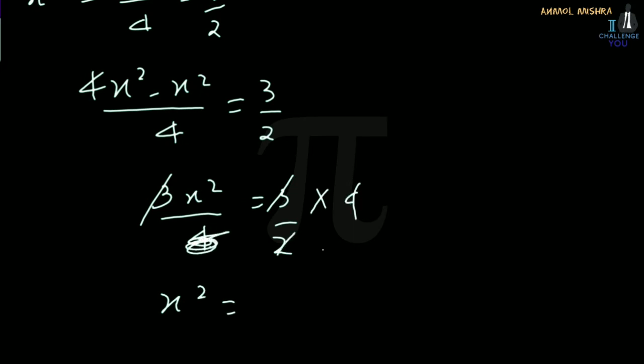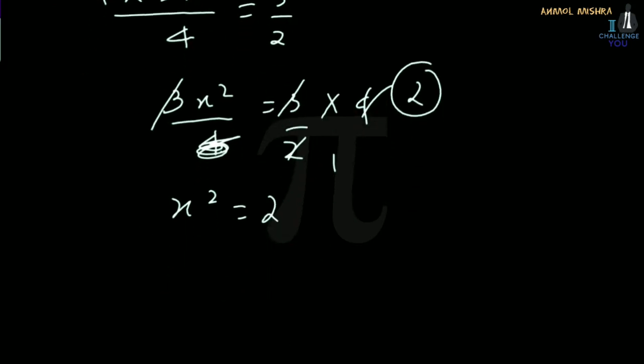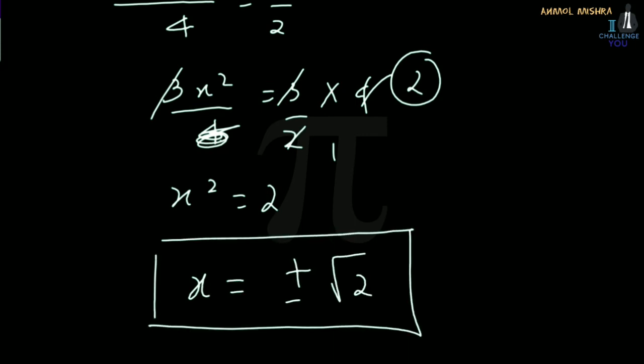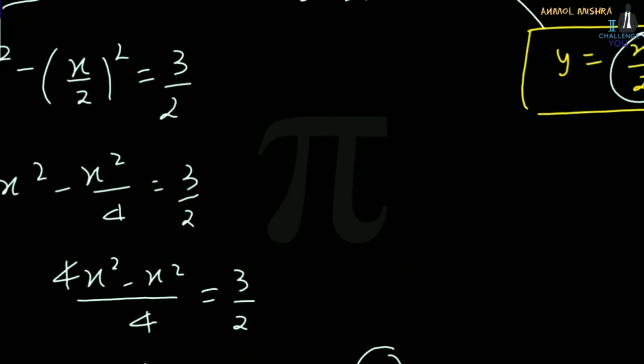Now 3 and 3 cancel, so x square is equal to 4 shifted over here. 4 upon 2 means 2, and x square is equal to 2, thus our x is equal to plus and minus under root 2. The value of x has been obtained. x can be plus or minus under root 2. This was case 1.